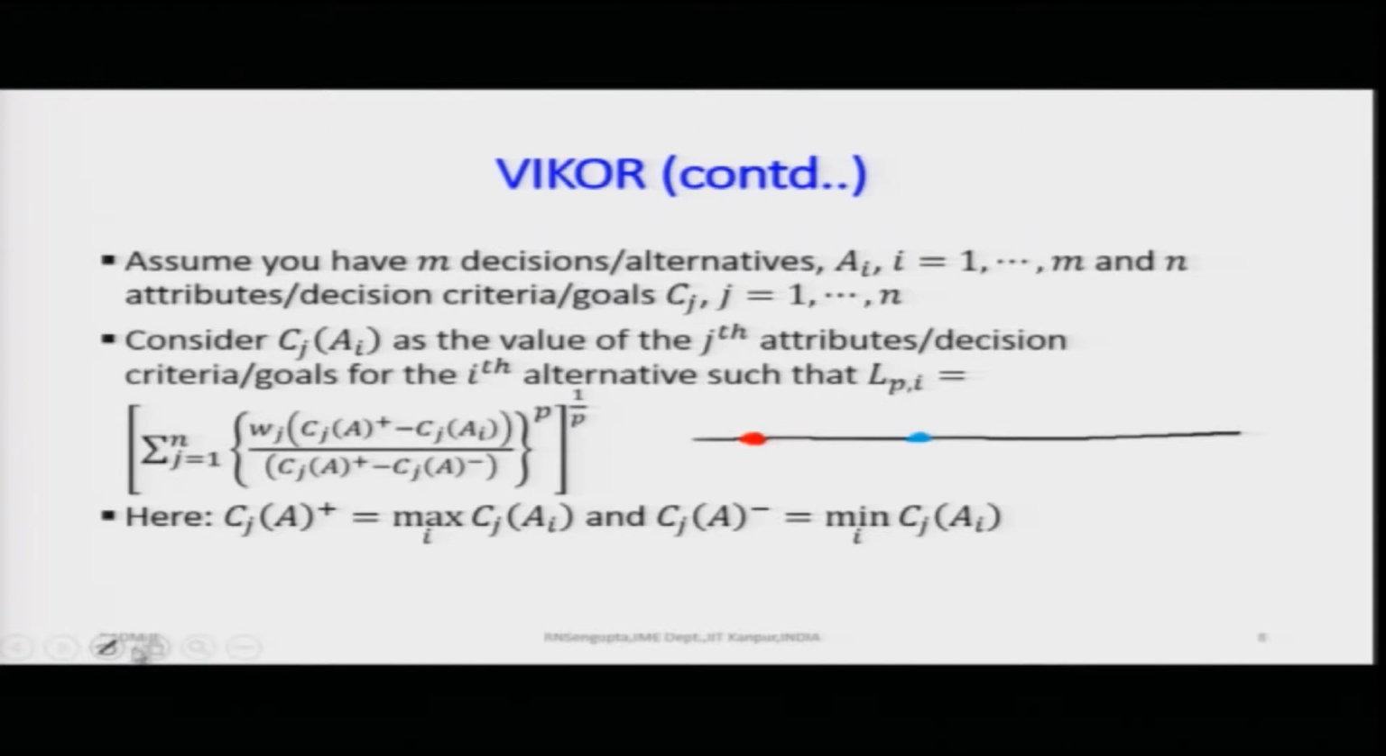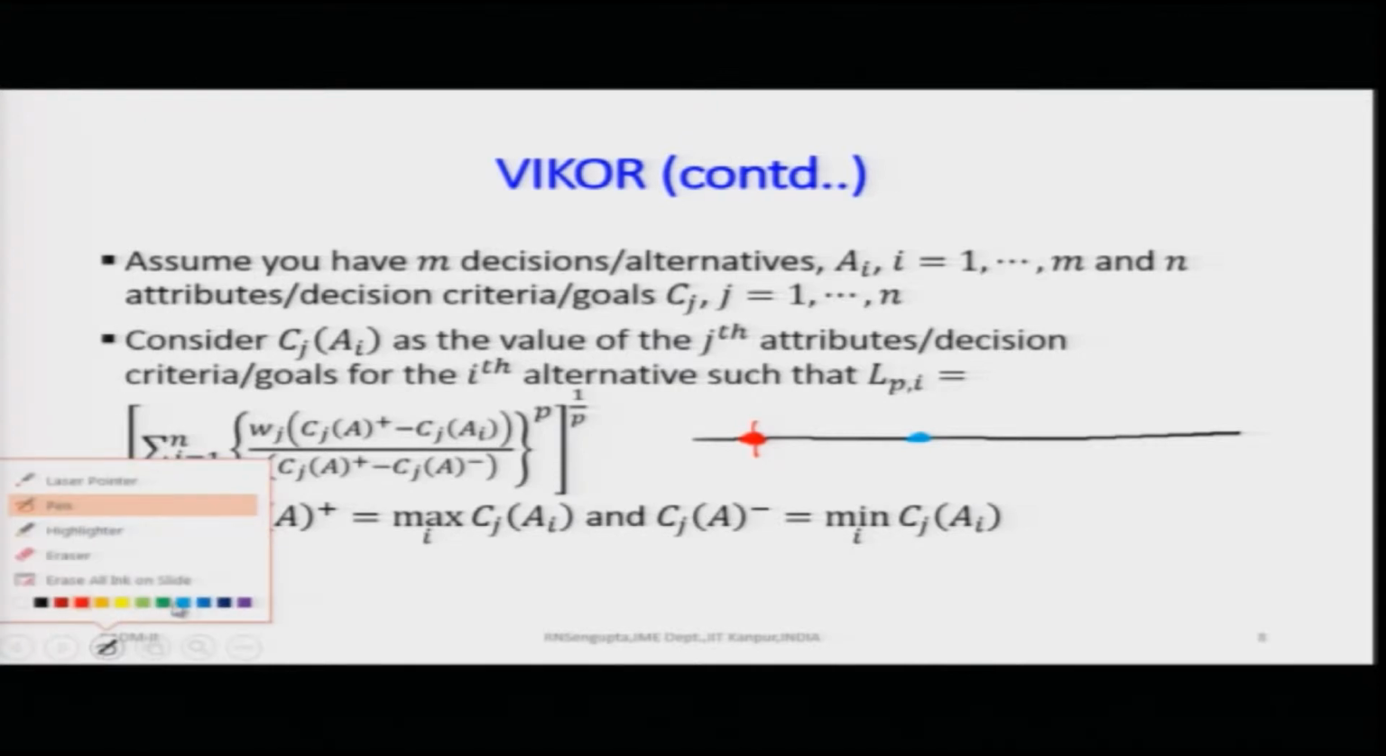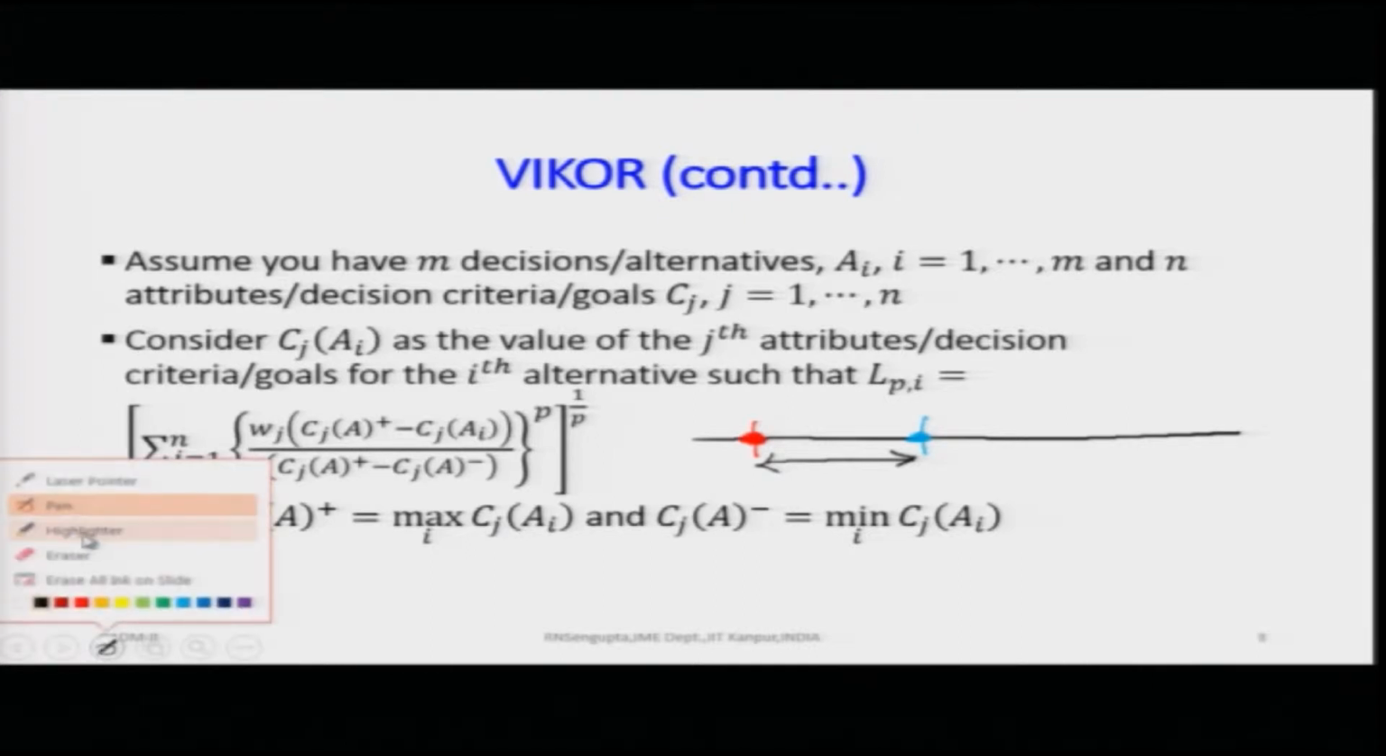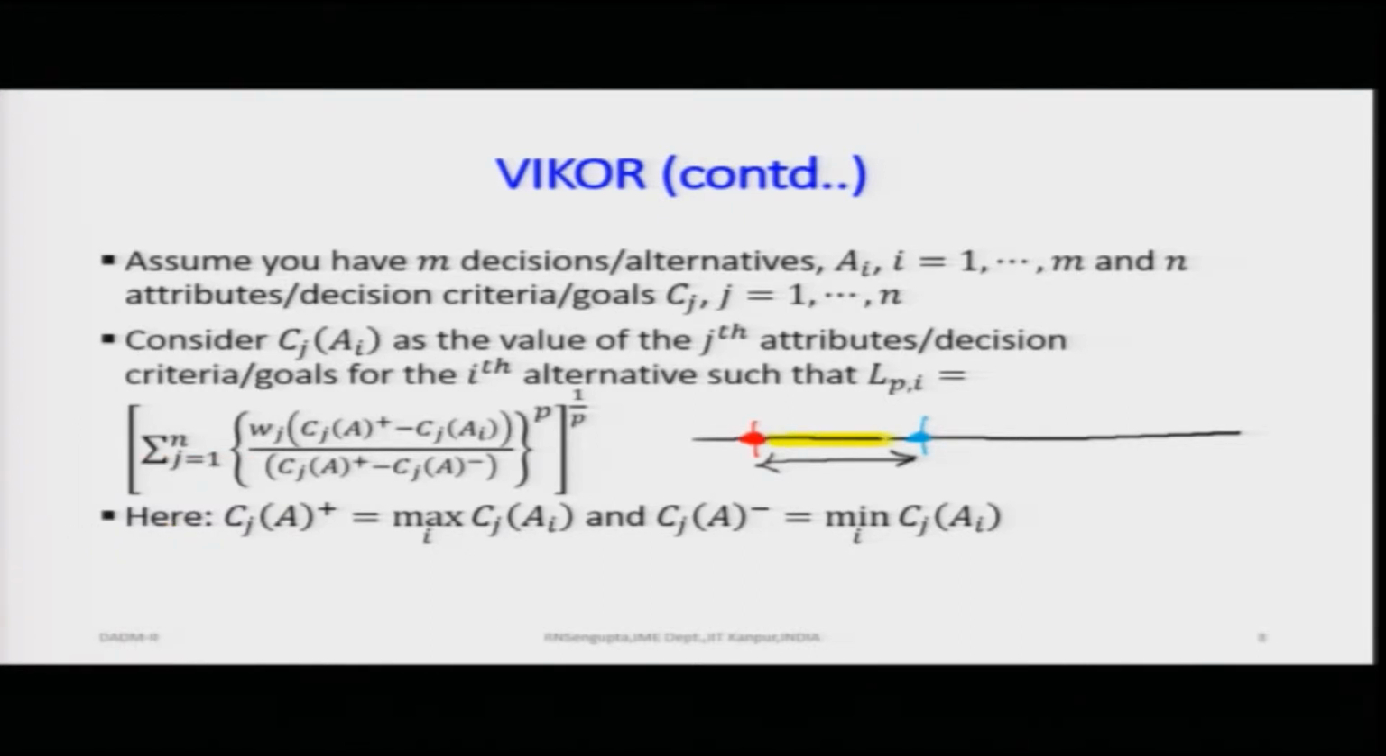So, you will basically have the line as given, this is min, this is max. So, this distance that we have is basically the one which is, let me use the highlighter, this is the one. That means I am normalizing and finding on a normalized scale, maximum minimum. Now, forget about Wj.